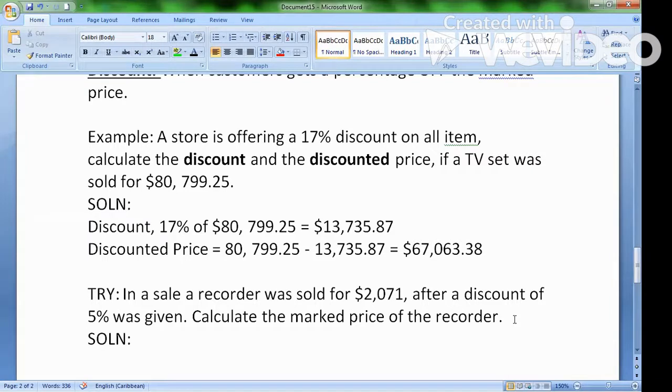Go ahead. We lost you there for a little while because of the connection. Can you just repeat what you said? Okay, what I did, I found 5% of $2,071, which is $103.55. Then I added the $2,071.